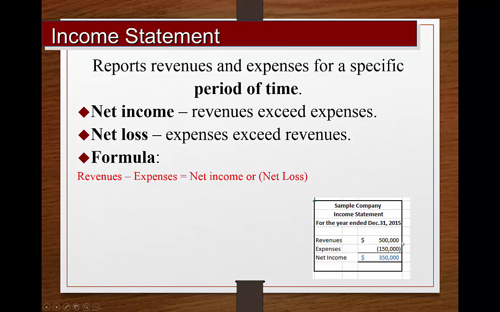So we're going to show the revenues or sales that the company might have, less any expenses, and this company has net income, which means the revenues exceeded the expenses for the period. If the expenses exceeded revenues, the company would have net loss. So the formula you're looking for on the income statement is that basically revenue minus expenses gets you to net income or net loss.